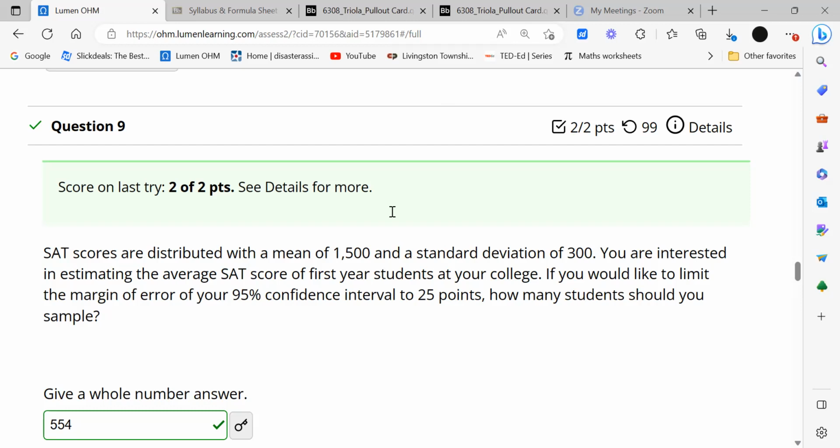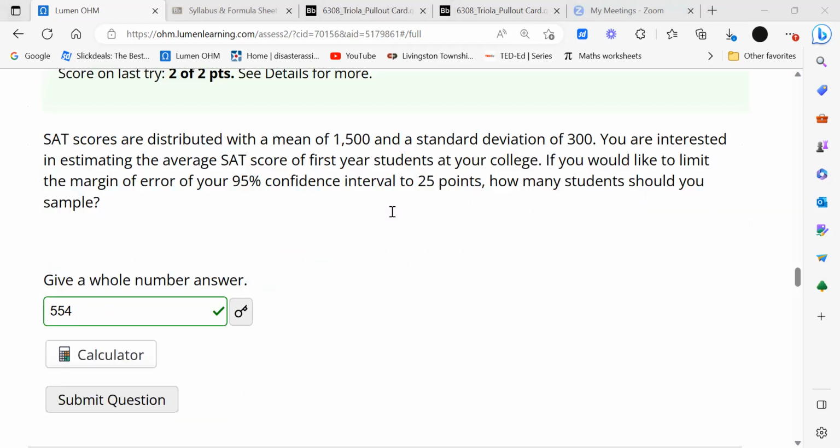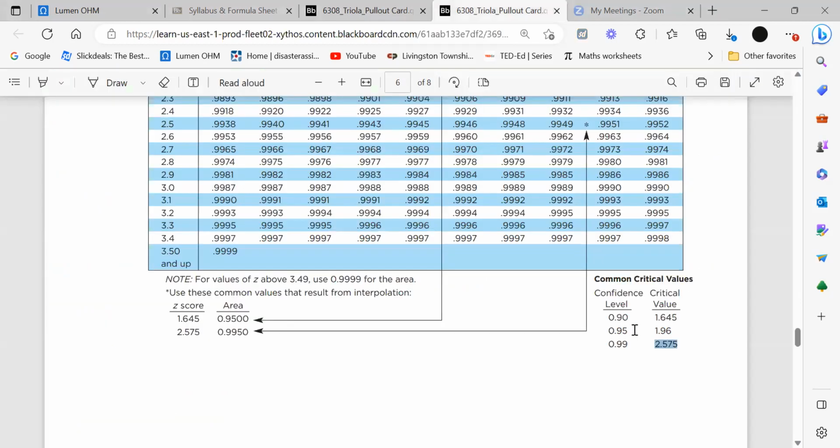Professor, I had a question too. Sure, definitely. For the confidence interval problems, how do you get the decimal that you put? I think it was 1.96. How did you get that? Oh, you mean the critical z-score, right? Yes, the critical z-score, you will find it from here. You see all the common critical values.